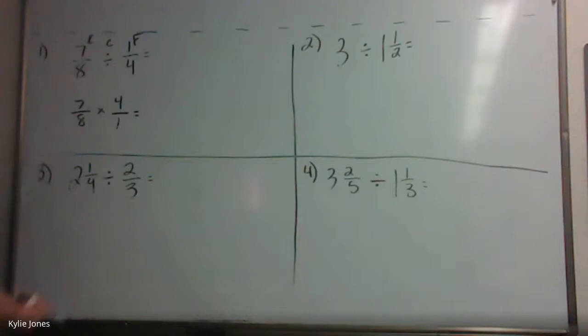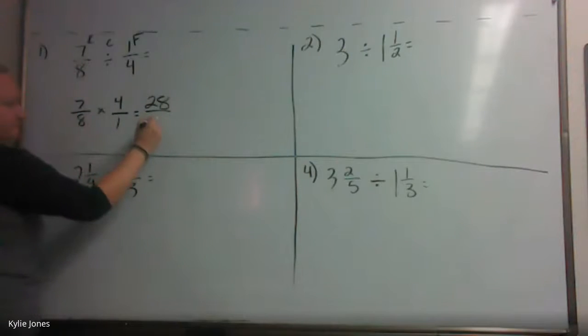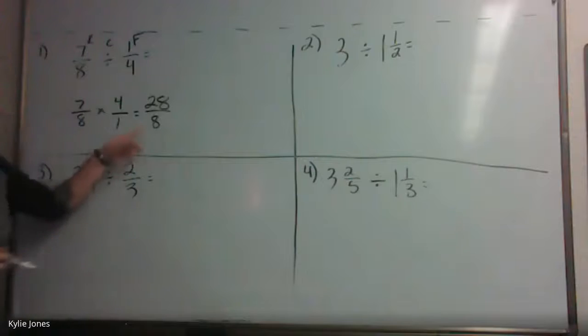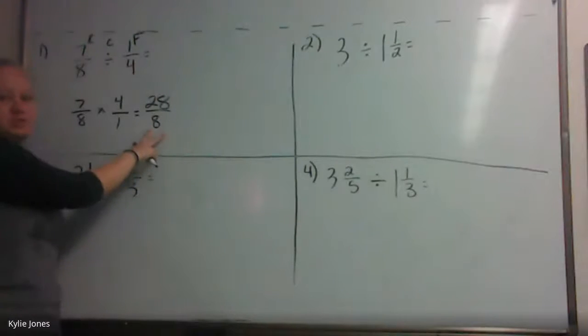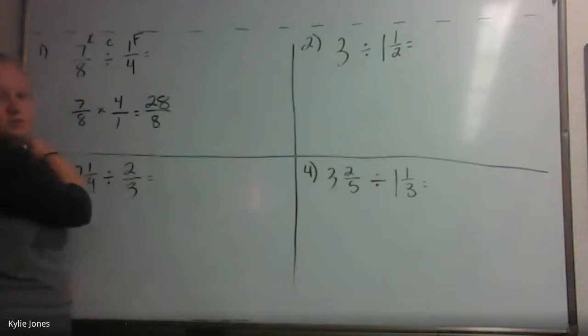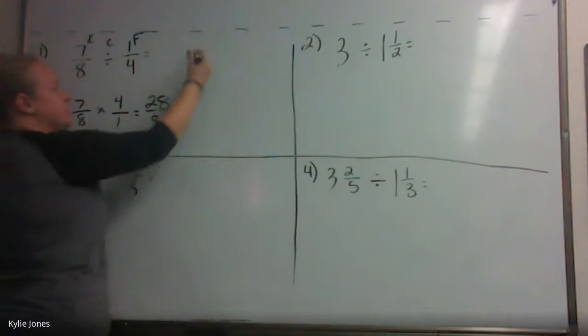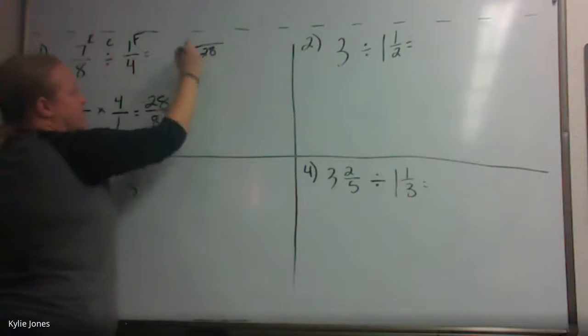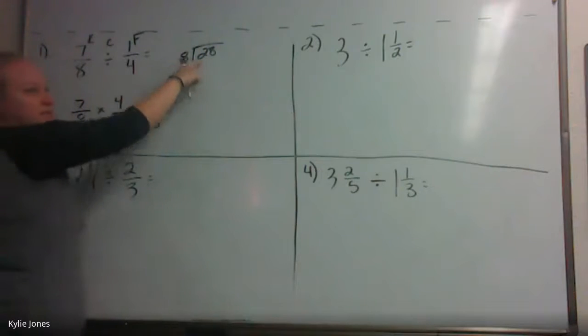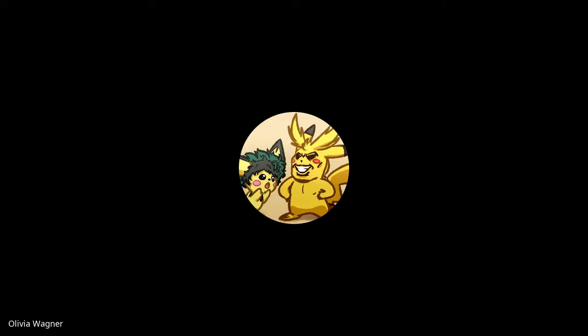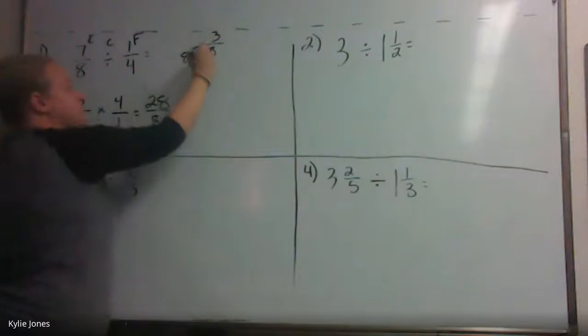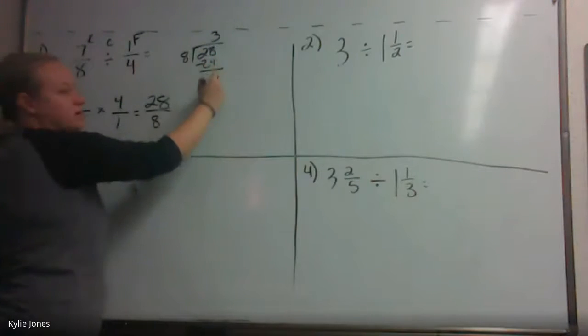What's 7 times 4? 28. And 8 times 1? 8. Good, are we done? No. Why not? You have to divide it. This is an improper fraction. To change an improper fraction to a mixed number, which means you're simplifying it, we divide. 28 divided by 8. How many times does 8 go into 28? 3 times. 24, subtract and get 4.